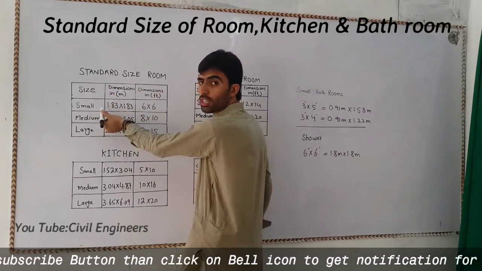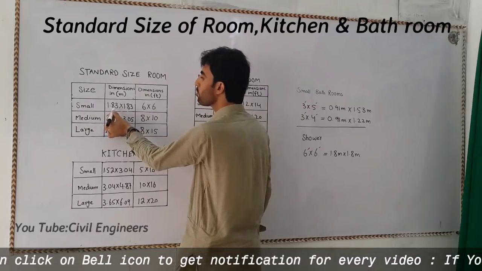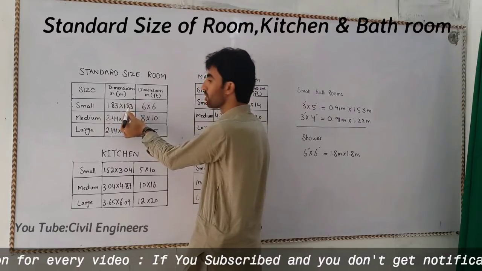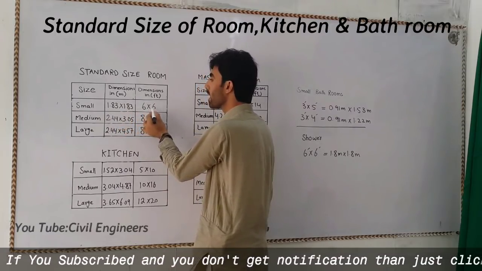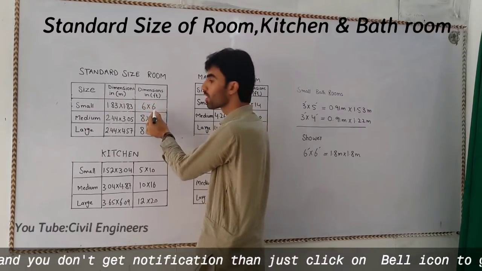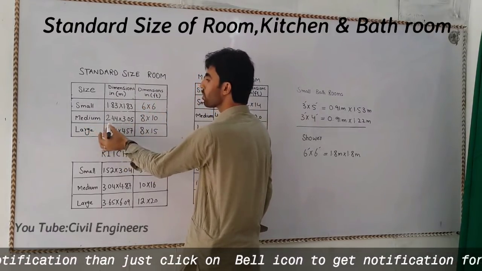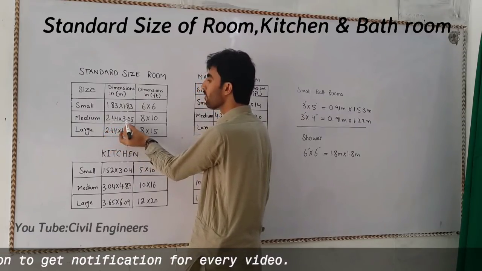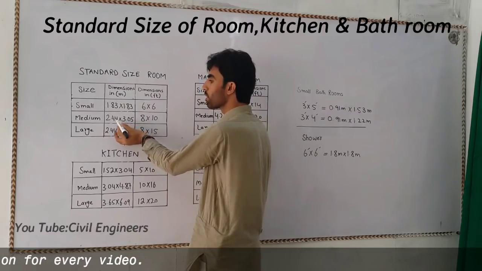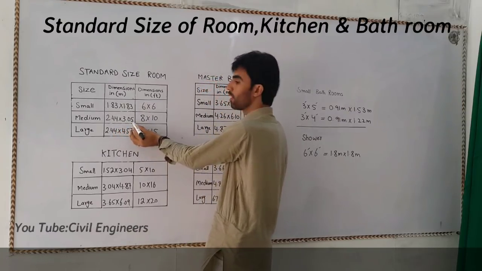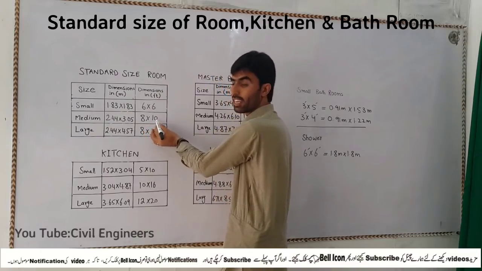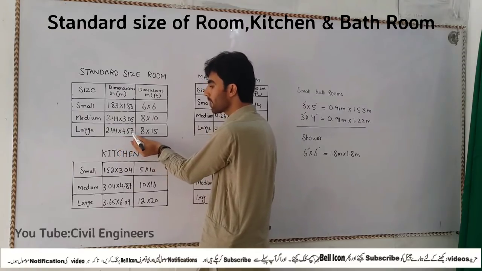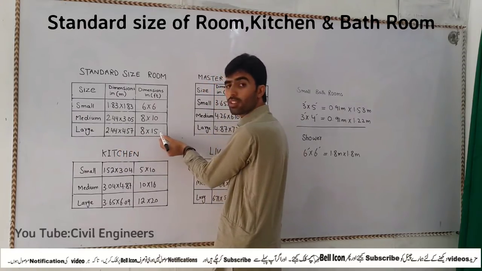For the standard size of room, dimensions in meter, for the small room we have to take 1.83 meter by 1.83 meter, equal to 6 by 6 feet. The other one is the medium room, 2.44 by 3.05 in meter and 8 by 10 in feet. The large one is 2.44 by 4.57 in meter, 8 by 15 feet.